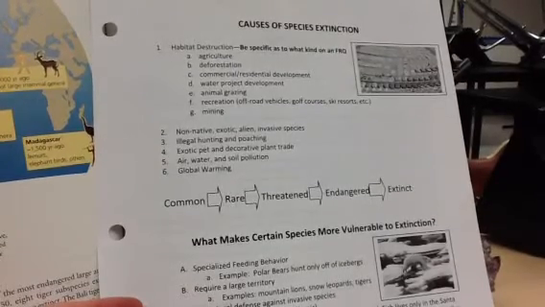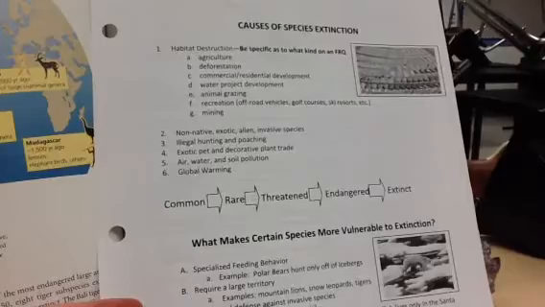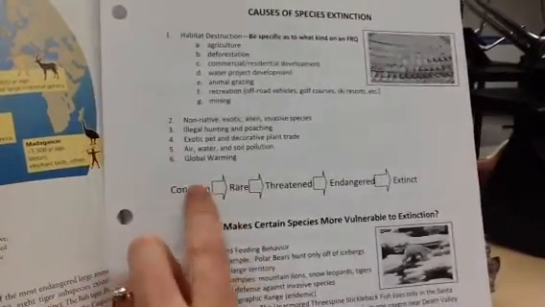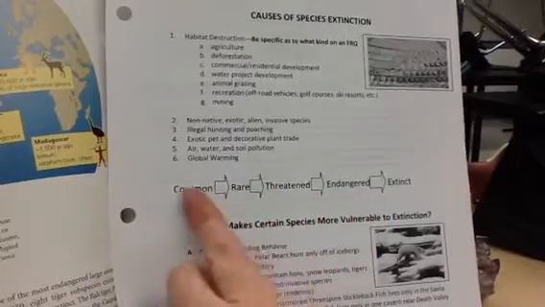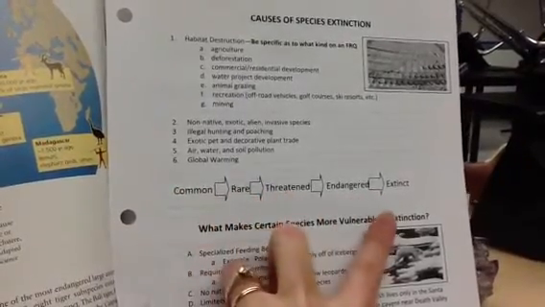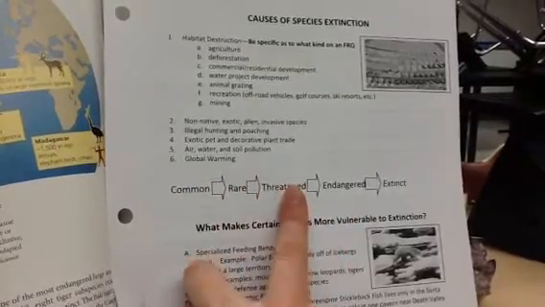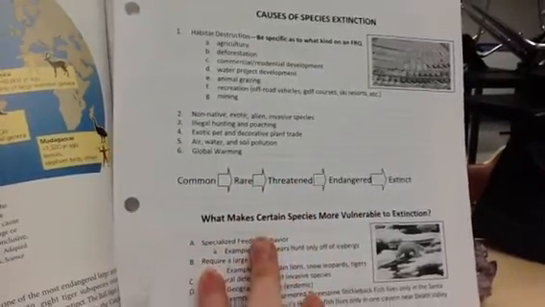Air, soil, and water pollution is number 5, and global warming is the 6th leading cause of species decline and extinction. Species are categorized as one of these, going from common to rare to threatened, endangered, and extinct. Some zoos will list which one of these they are when you're at an enclosure.